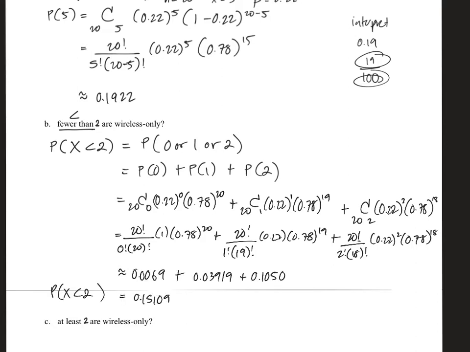So after plugging this all in, I got that the probability of x being less than 2 is about 0.15. So once again, if I was trying to interpret this, I label my side work, that's about 0.15, which is about 15 over 100. So what this is saying is if I surveyed 20 households 100 different times, we would expect about 15 trials to result in households less than 2 that are wireless only.